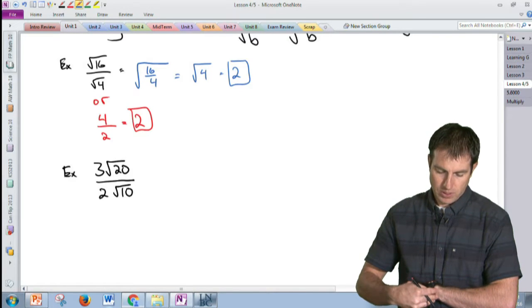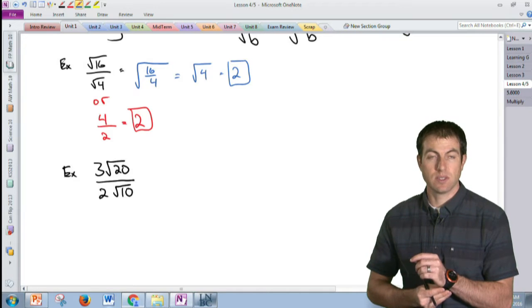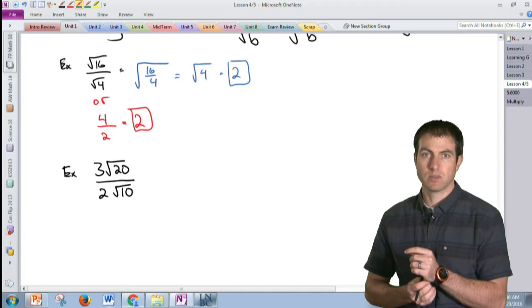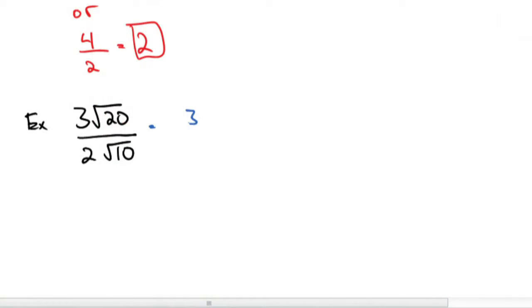All right. Just want to remember that this 3 root 20 is the same thing as saying 3 times the square root of 20. So what I'm going to do is write the 3 and the 2 over one another, and then multiply it by the root 20 over the root 10. So I just broke it up into a fraction and radicals. Get my numbers by themselves, and then my radicals together.